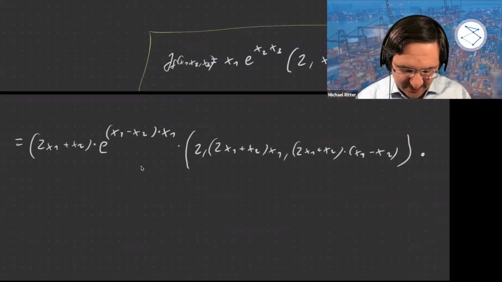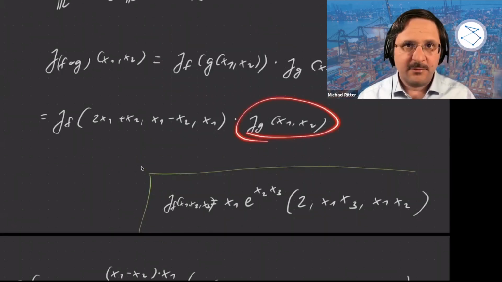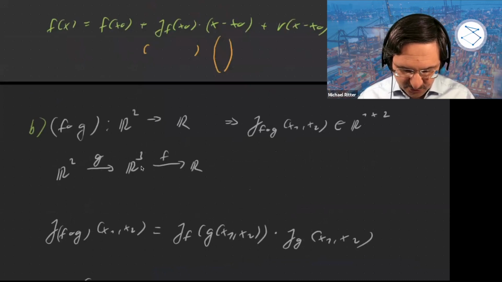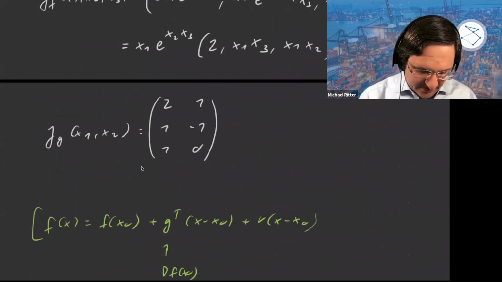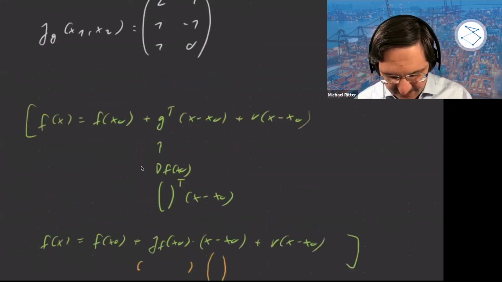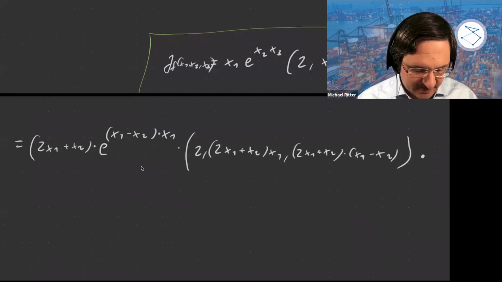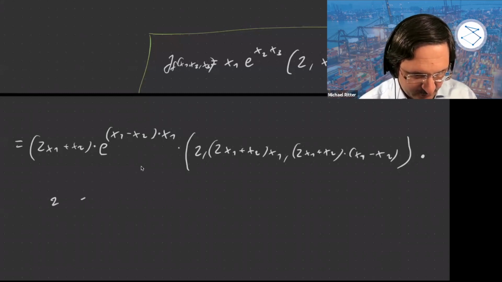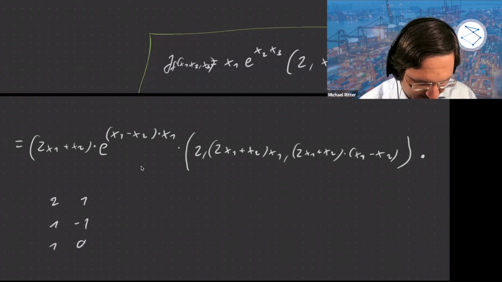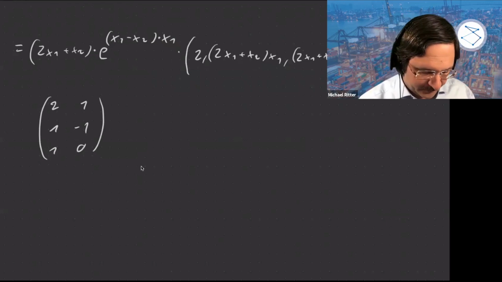And we need to multiply that by JG, the Jacobian of G, which we computed as well. That was simply this constant matrix here. That's much easier. That means we want to multiply that by the matrix 2, 1, 1, minus 1, 1, 0.